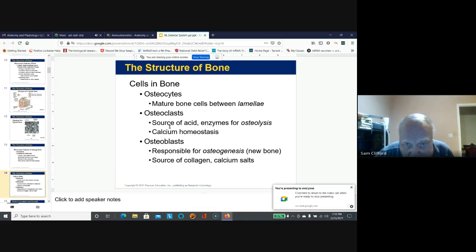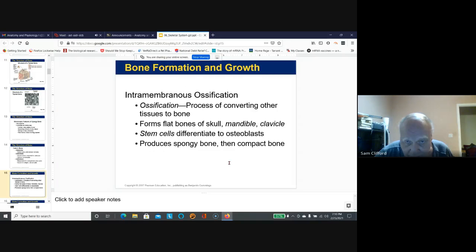Okay, osteoclasts break down bone. Calcium levels in the body have to be maintained at a certain level in homeostasis. You need calcium for nerves to function, your heart to function, and for muscles to function. Osteoblasts build bone. Okay, they provide the collagen fibers and the calcium salts that end up ossifying your bone, with the collagen and the hardening of the calcium salts.